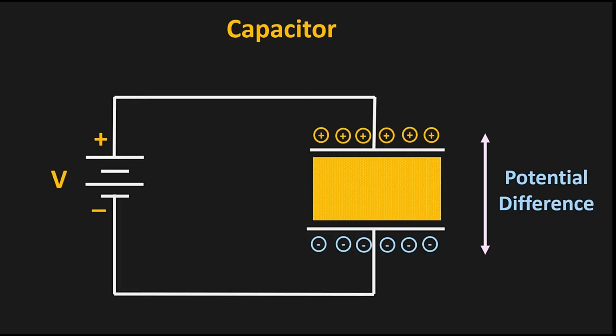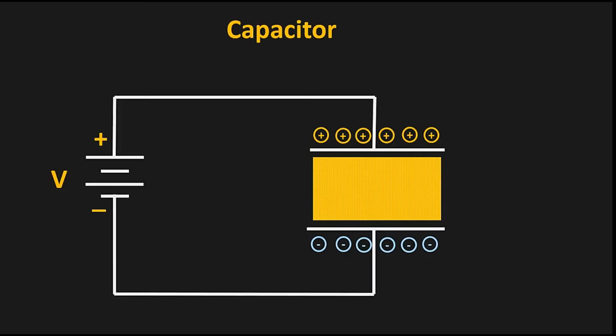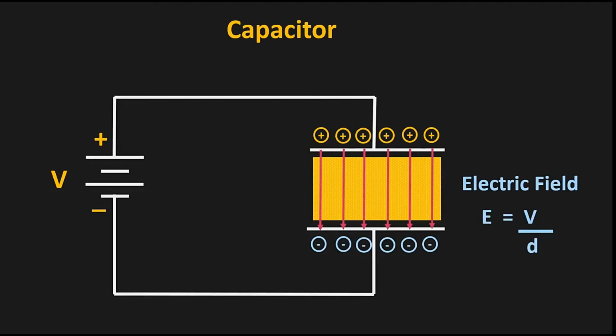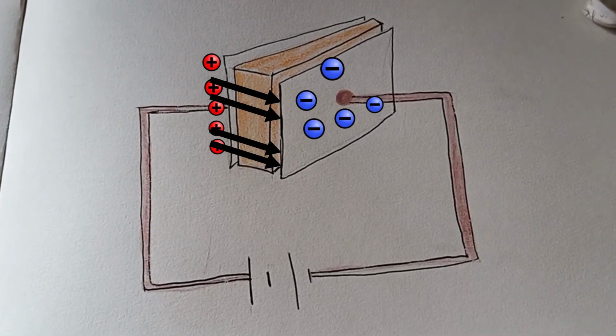Now, the building of charges across the two plates will continue till the point the potential difference that is developed across the two plates is equal to the supplied voltage. And because of this potential difference, the electric field will get developed across the two plates. And this developed electric field is directly proportional to the potential difference, and it is inversely proportional to the distance between the two plates. So smaller the distance between the two plates, the stronger will be the electric field.